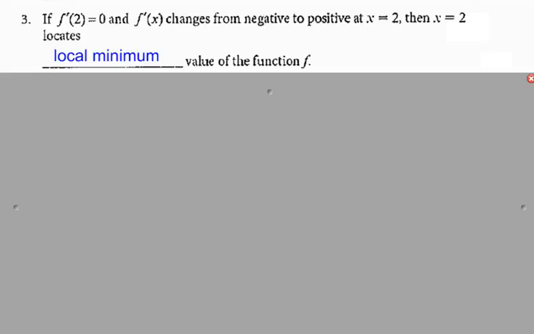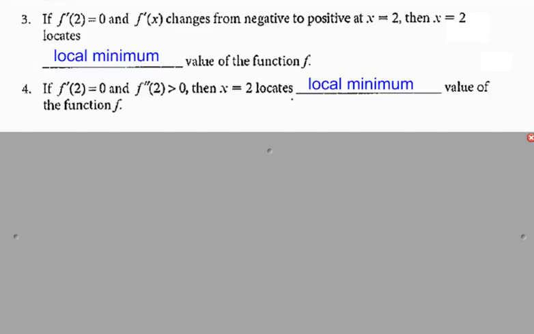Okay, for number 4, if f prime of 2 equals 0 and the second derivative is greater than 0, that means f of x is concave up. Concave up is like a U shape. And that would be a minimum value there. We don't know if it's the absolute minimum because we don't know if there are other critical values.